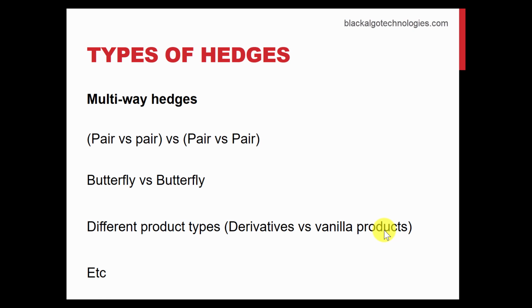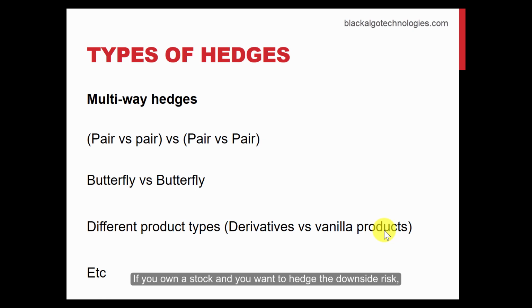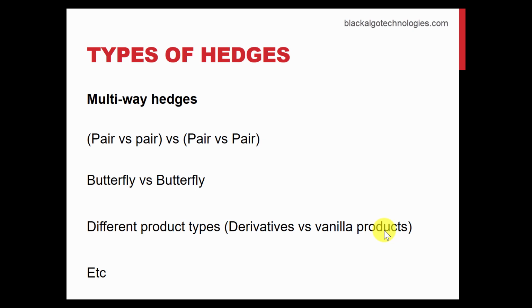Different product types, derivatives versus vanilla. So common ones are options versus stock. If you own a stock and maybe you want to hedge a downside risk, you can buy a stock and long a put option. And I think there are a lot of different ways we can go about doing this. We can probably make a few courses on this alone. Anyways, so these are some types of hedges.